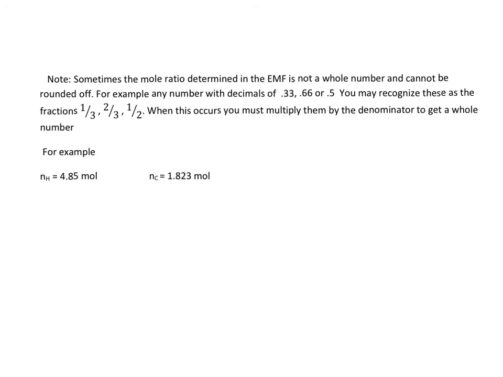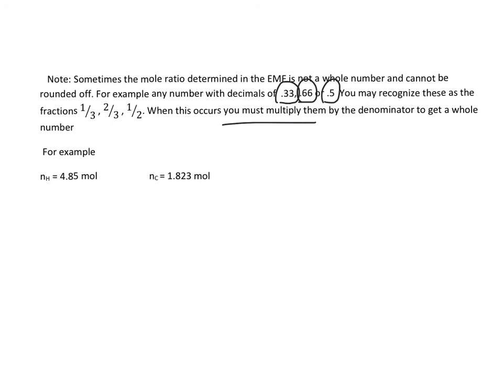Now, sometimes the mole ratio doesn't come out as a whole number. And you can't just round this off. If you get 2.3 moles of carbon, you can't round that to 2. That's 2 1/3. So what we do, when you end up with mole ratios of numbers like 0.33, 0.65 or 0.66 or 0.5, you're going to recognize these are fractions. And when you get these, you must multiply them by the denominator to get the whole number.